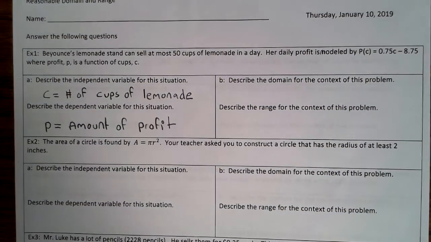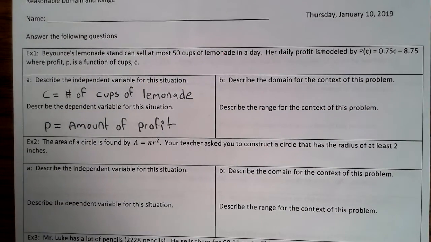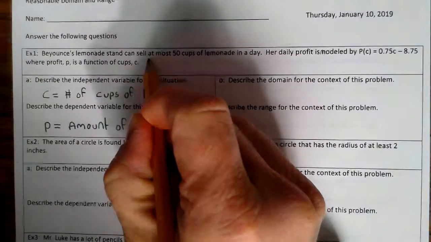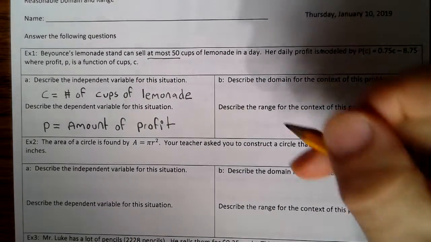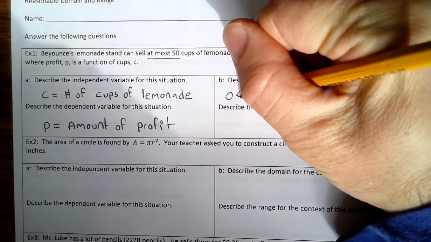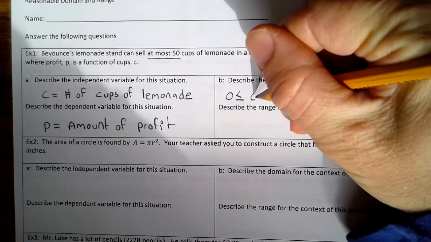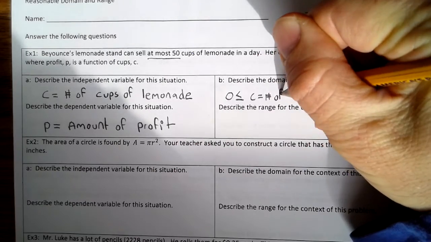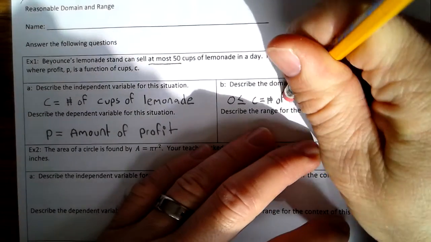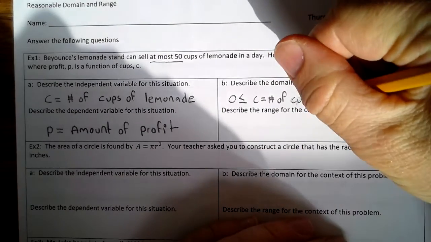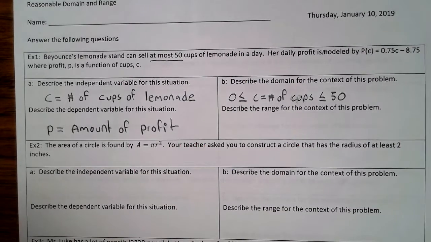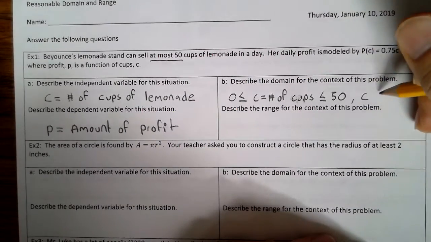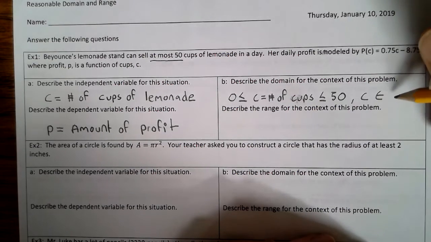Now it says describe the domain for the context of this problem. So we're talking about cups of lemonade, and it says at most 50 cups. So that means the domain would be 0 less than or equal to C, the number of cups, less than or equal to 50, where C is an element of whole numbers.